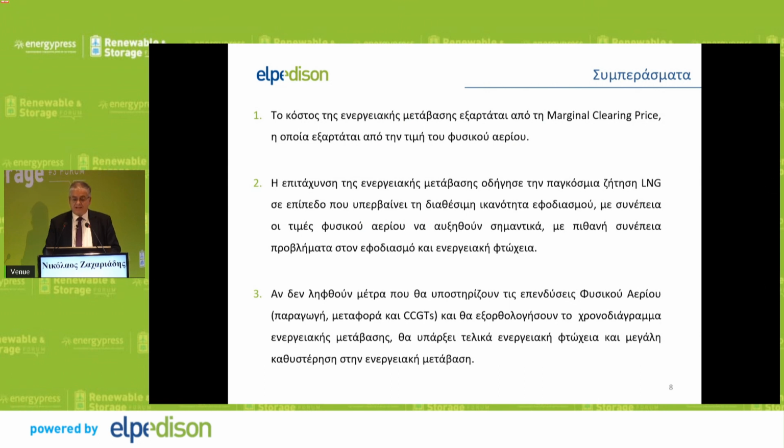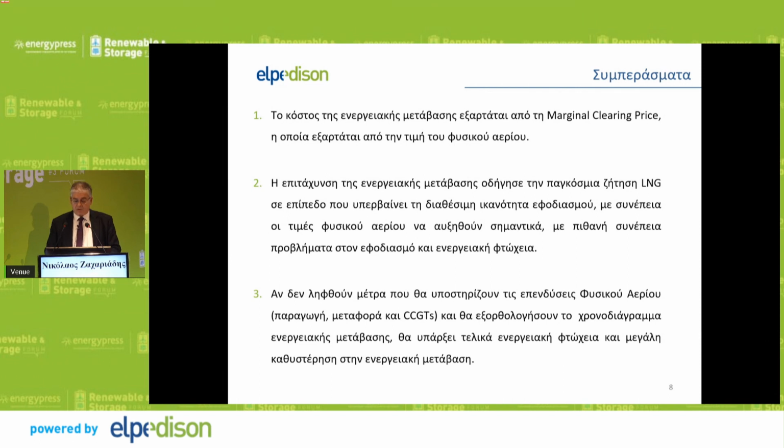No, what I want to say is that the cost of energy transition depends on the marginal clearing price, which depends on the price of natural gas. This is the marginal clearing price, not the average price. Expediting this energy transition has led global LNG demand to a level that surpasses the availability for supply, and that created problems in the supply chain and energy poverty.